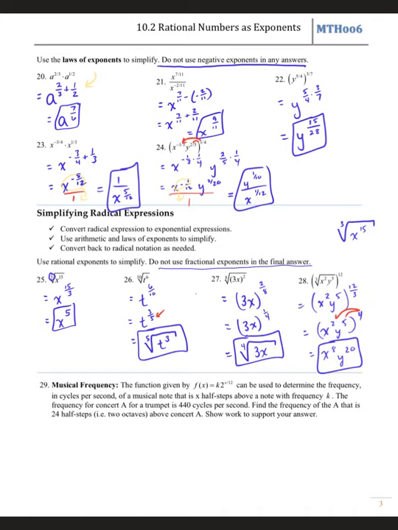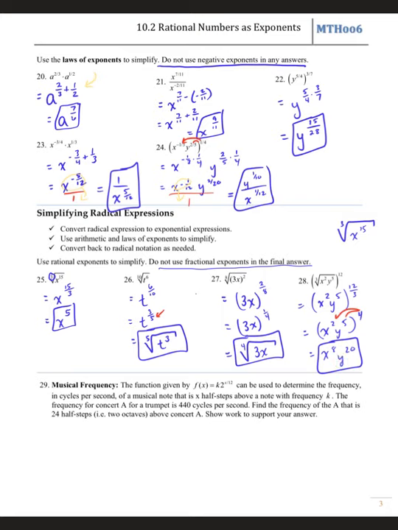Okay, checking our answer here. For number 28, we'd get x squared y to the 5th to the 12/3 power. We know 12/3 is equal to 4, and then we have to distribute the 4 to both those exponents to get x to the 8th, y to the 20th.